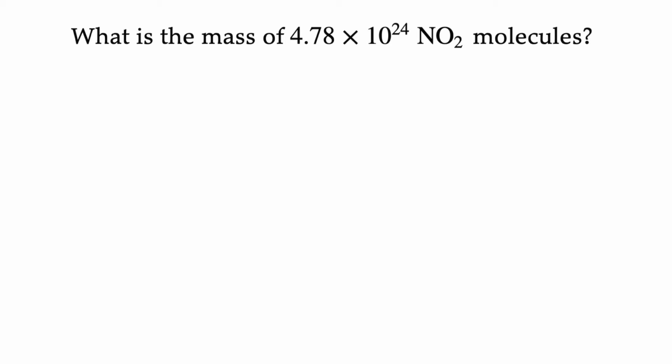So here's an example of a problem you might see. What is the mass of 4.78 times 10 to the 24th molecules of nitrogen dioxide? So 4.78 times 10 to the 24th molecules, and we want to get that to grams, which is mass. But we can't do that in one step. It's got to be a two-step problem. We've got to go from molecules to moles using Avogadro's number, and then we'll go from moles to grams using the molar mass.